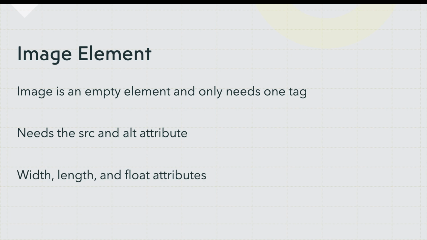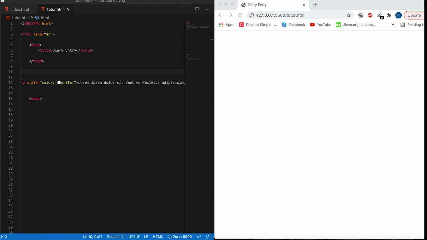Okay, and other attributes we can also use for images to edit their size are the width and length attributes, and you can also move the picture on the browser to the right, to the center, to the left using the float attribute. That way you can move the picture around. Okay, so let's add an image onto our code.